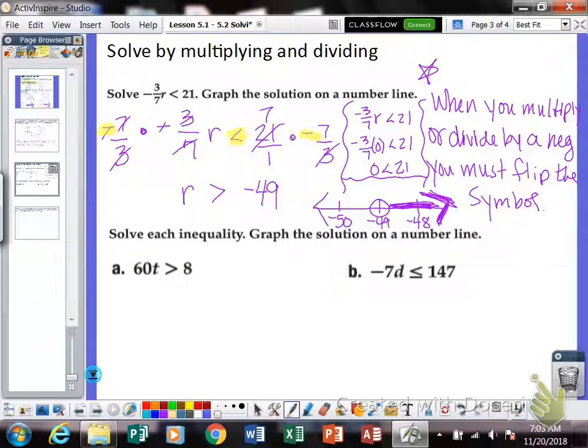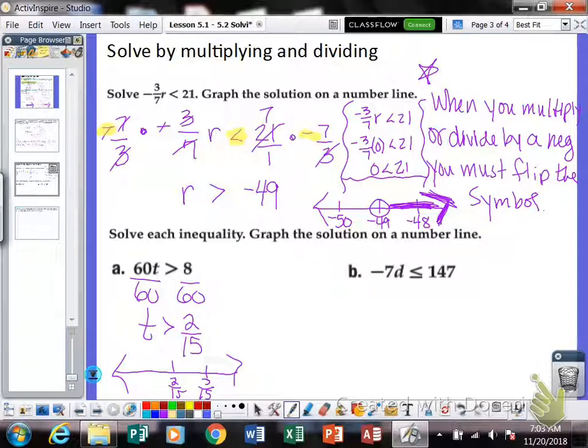All right, 60t is greater than 8. Really simple, we just divide by 60. t is greater than 2/15. Again, graph. Here I'm going to have 2/15. I can have 3/15 or 1/5, however you want to write it, I don't care. And then here is 1/15. But again, open circle, shaded to the right.